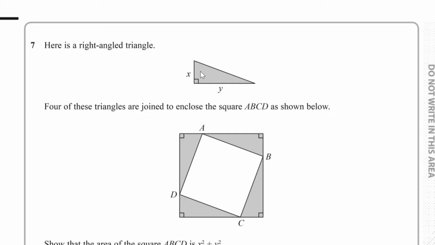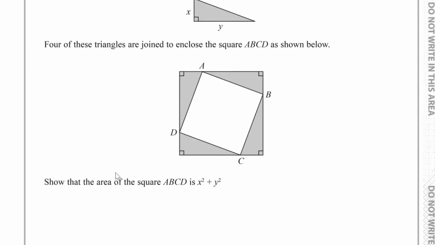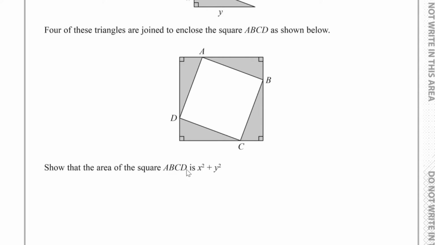Question 7, here is a right-angled triangle, so we've got a length of x here and a length of y here. 4 of these triangles are joined to enclose the square ABCD as shown below. We have to show that the area of the square is x squared plus y squared.